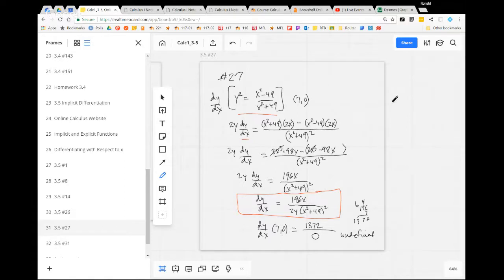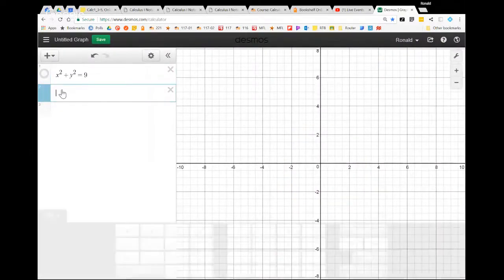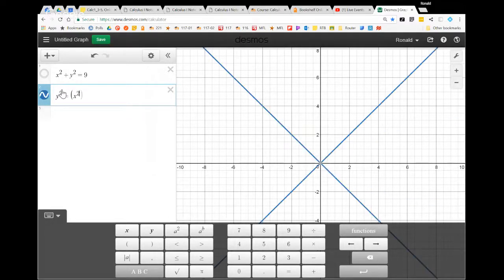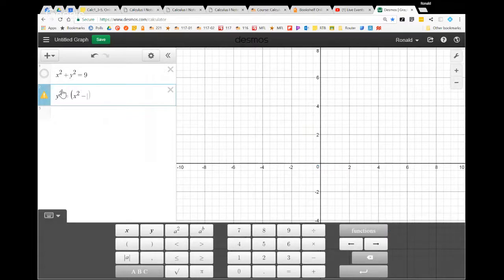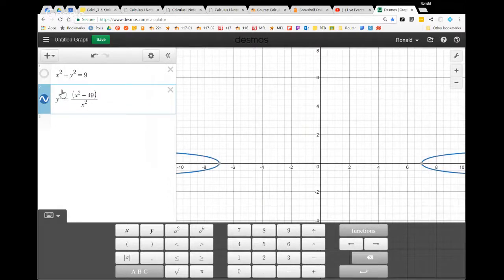So we've got y squared equals x squared minus 49 over x squared plus 49. Just had to quickly write that down on paper. All right, so we're going to not see that. All right, so here we have y squared equals (x squared minus 49) divided by (x squared plus 49).